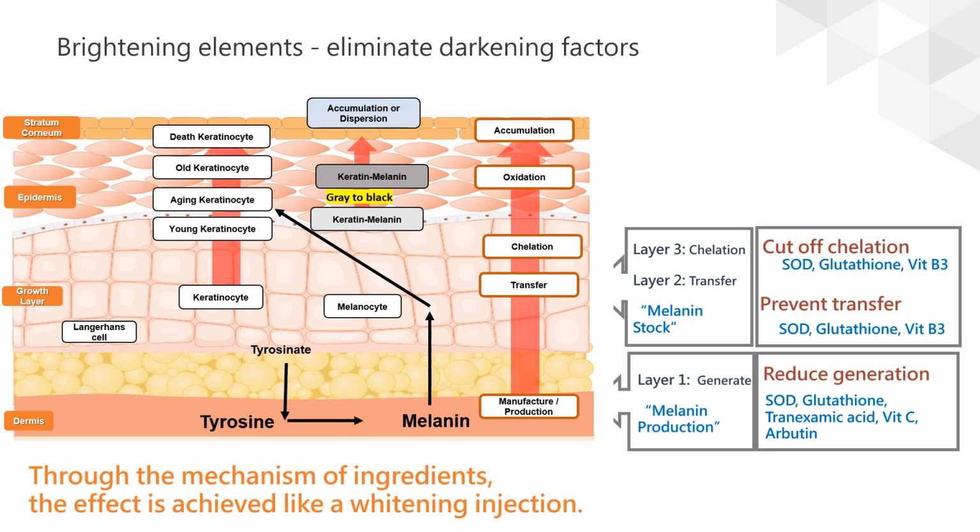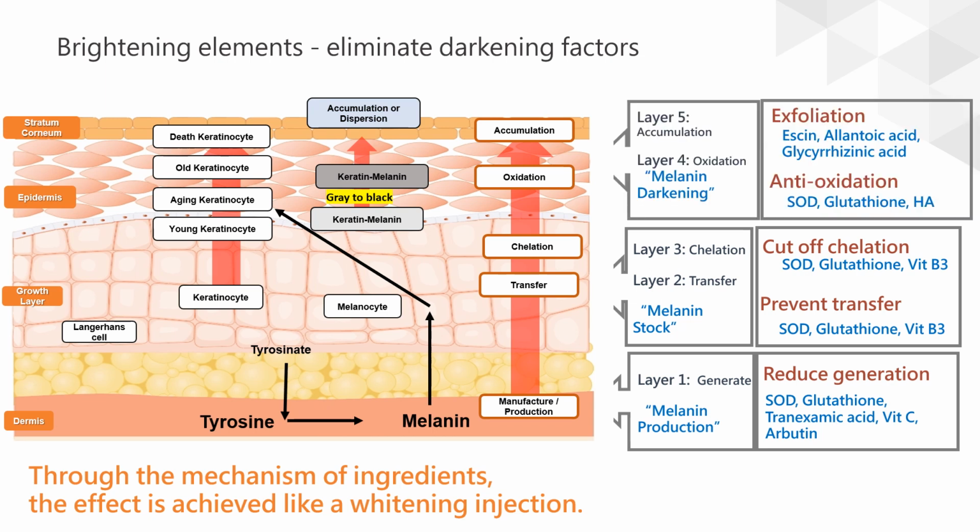So in layer 3, the melanin and keratin are chelated. So in order to cut off the chelation, we need the free melanin to be swallowed by the white blood cells by using SOD, glutathione, and vitamin B3 as well. So these step 2, level 2, and level 3 all work in stopping the melanin inventory.